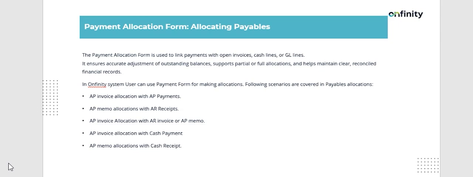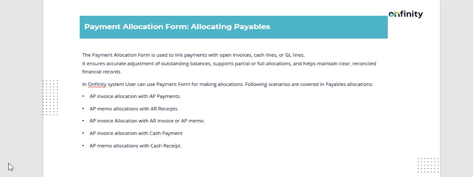For example, an AP payment can be allocated with an AR cash payment. Overall, the payment allocation form is used to link different transactions where payments are allocated against invoices, cash lines, or GL lines. It ensures accurate adjustment of outstanding balances, supports partial and full allocations, and helps maintain clear and reconciled financial records in the Onfinity system.